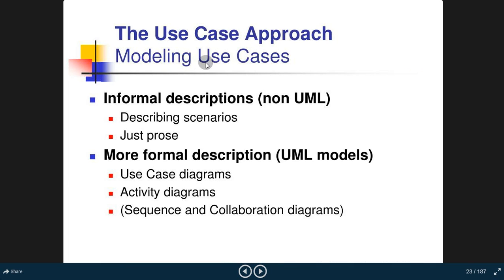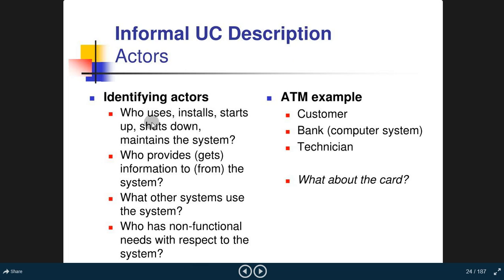The use case approach: modeling use cases. Informal description: describing scenarios, just prose. More formal description: use case diagrams, activity diagrams, sequence and collaboration diagrams. Identifying actors: who uses, installs, starts up, shuts down, maintains the system. Who provides information to the system. What other systems use the system. Who has non-functional needs with respect to the system. ATM example: customer, bank, computer system technician, and so on.